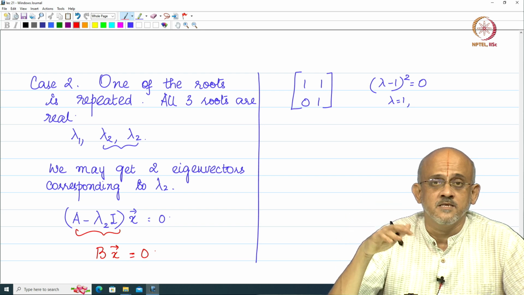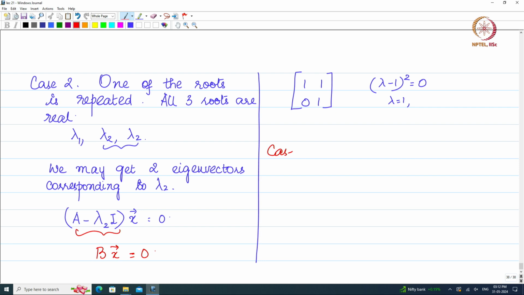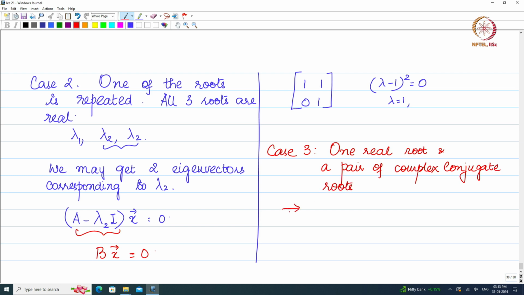that is the thing. The third case is where we have one real eigenvalue, one real root, and a pair of complex conjugate roots. Why do we say this? Whenever you have a cubic equation you will have one real root, and the complex roots appear in a complex conjugate pair. So you are going to have a pair of complex conjugate roots. In this case what we are going to say is yes, there is going to be only one real eigenvector.